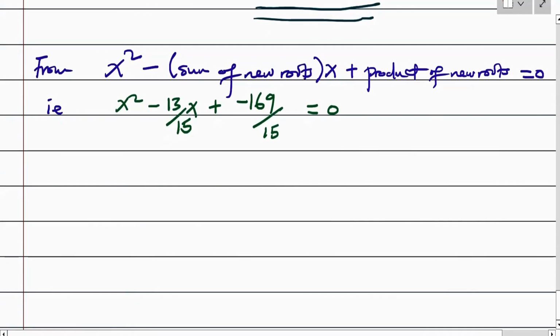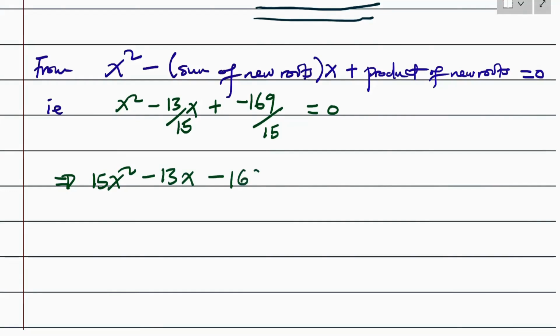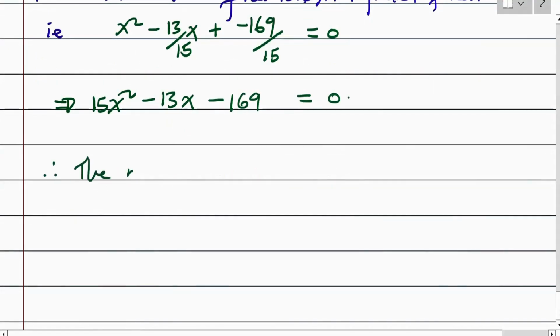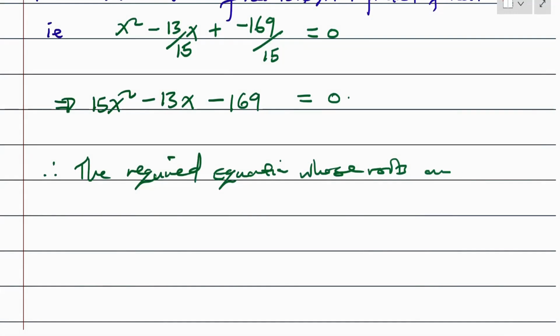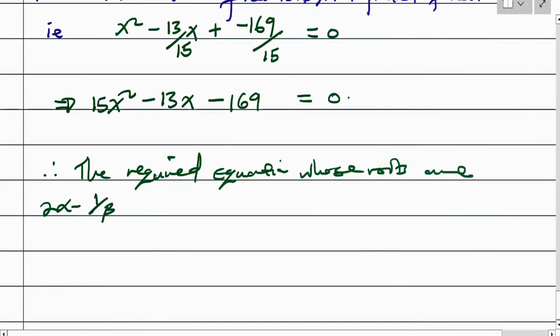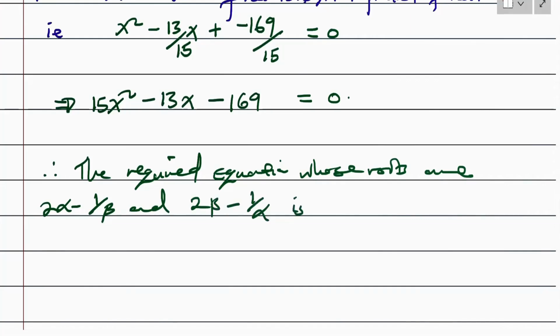As we simplify further, we can now multiply by 15 on both sides. This implies that we are going to have 15x squared minus 13x minus 169 equal to 0. We can therefore consider the required equation whose roots are 2 alpha minus 1 divided by beta and 2 beta minus 1 divided by alpha to be 15x squared minus 13x minus 169 equal to 0.